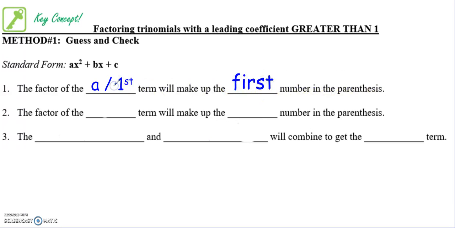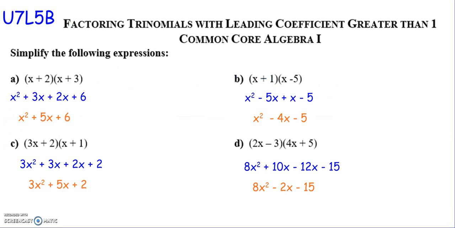And what I mean by that, if we go back and look at here, if I look at the factors of the first term, well, how do I get 3? I do 3x times x. So that's the first number in the parentheses. Same thing here. How do I get this 8x squared? I do 2x times 4x. So the factor of the first term is going to be what your first numbers are.